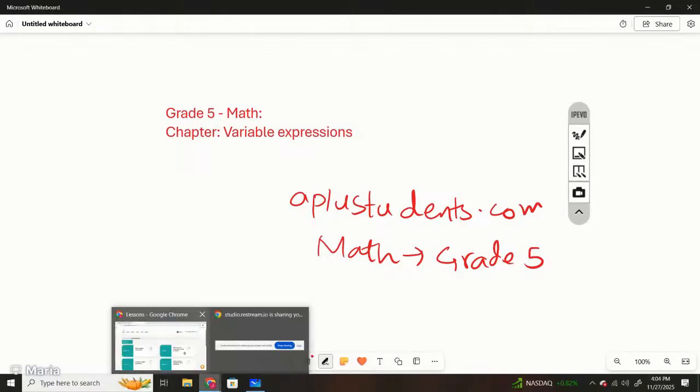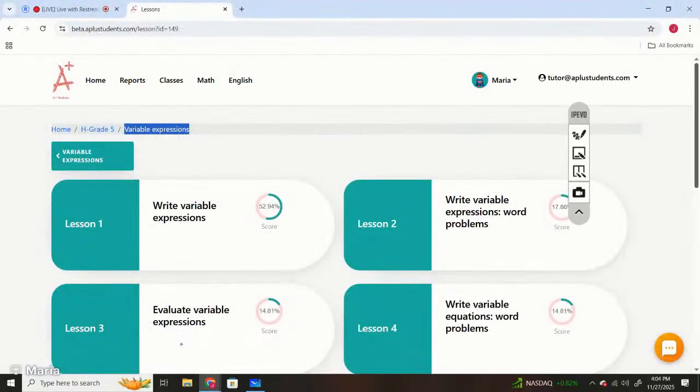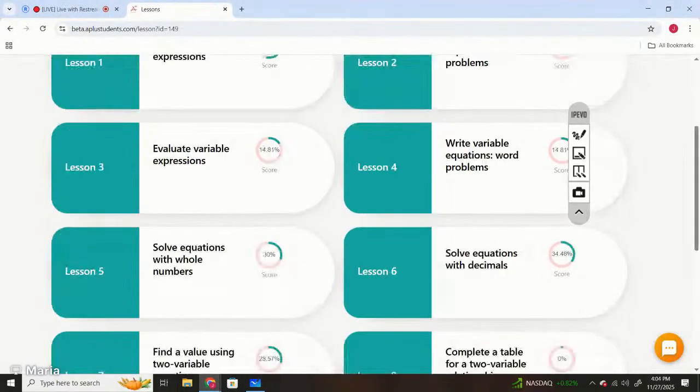So here I am on grade 5 math. The chapter we are on right now is variable expressions. Let's just start with the lesson, that is solve equations with whole numbers.